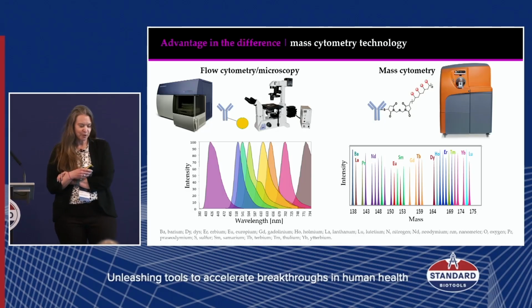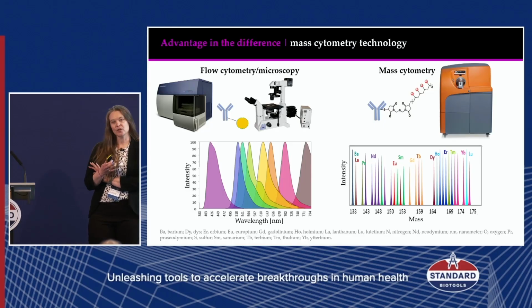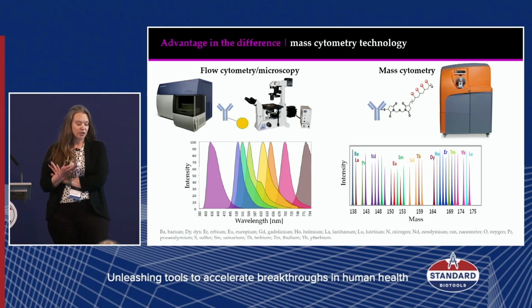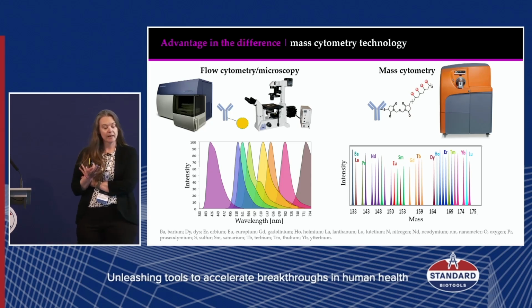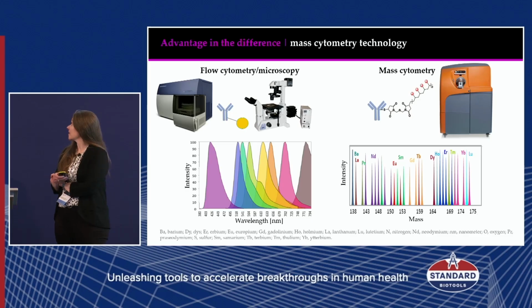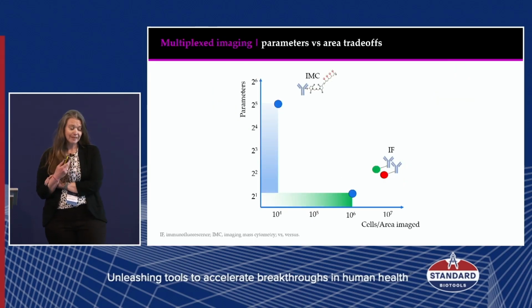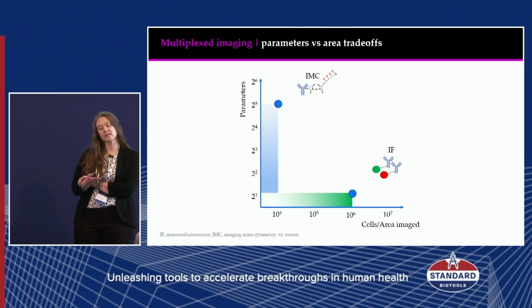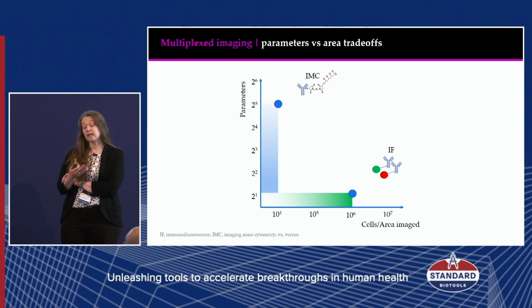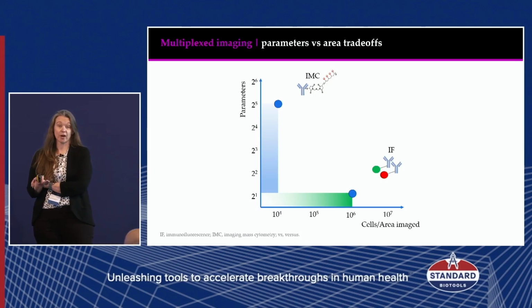Versions of this slide have already been shown today, and so really I'm just trying to illustrate that we all know the advantages of metal isotope tagged antibodies over their fluorescence-based counterparts. What we're trying to say is that the advantage is really in that difference for us. But when it comes to the lab and you're making decisions about what techniques you're going to use, it's really about the questions you're trying to answer.